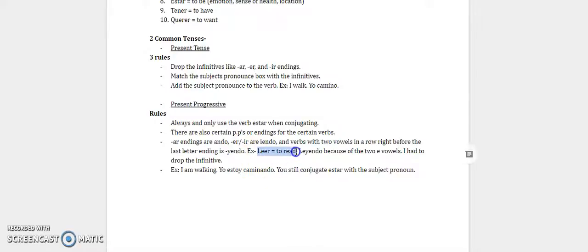So like leer, which is to read, would be leyendo. You still have to drop the infinitive, just add the ending, which is yendo, because of the two letter E's that are vowels. I still had to drop the infinitive, even though it's a different ending.